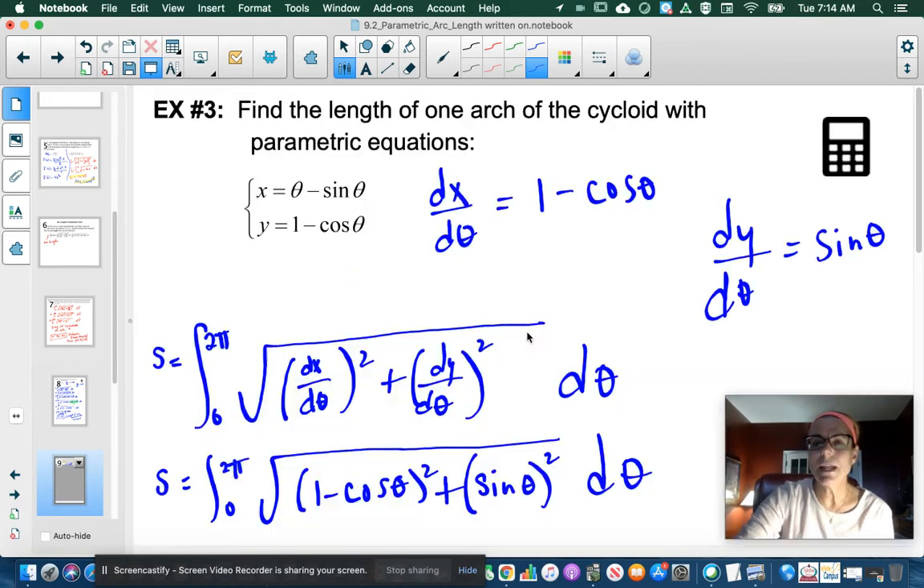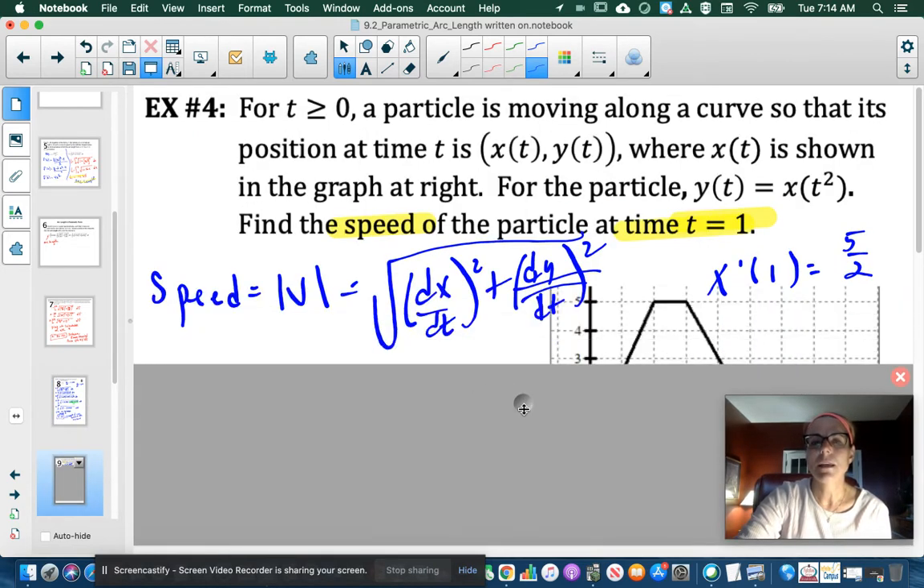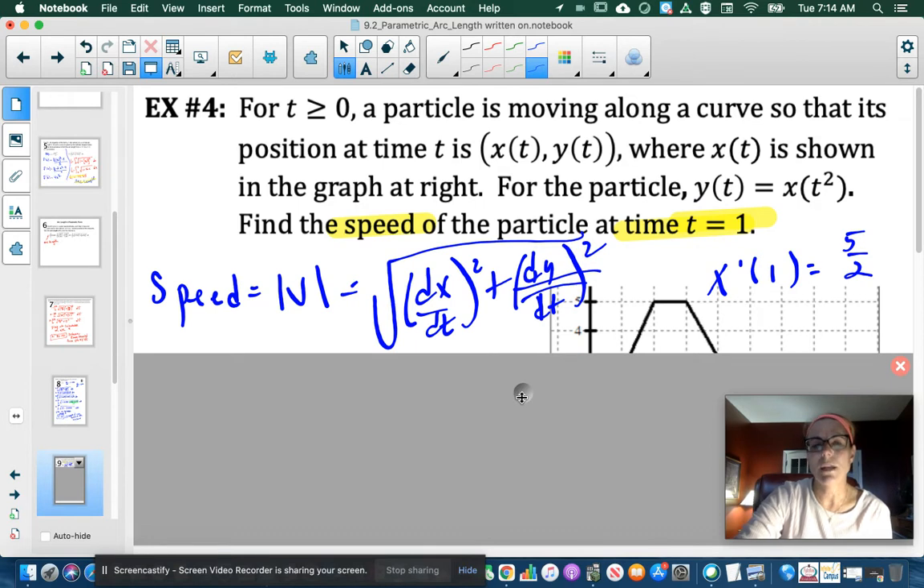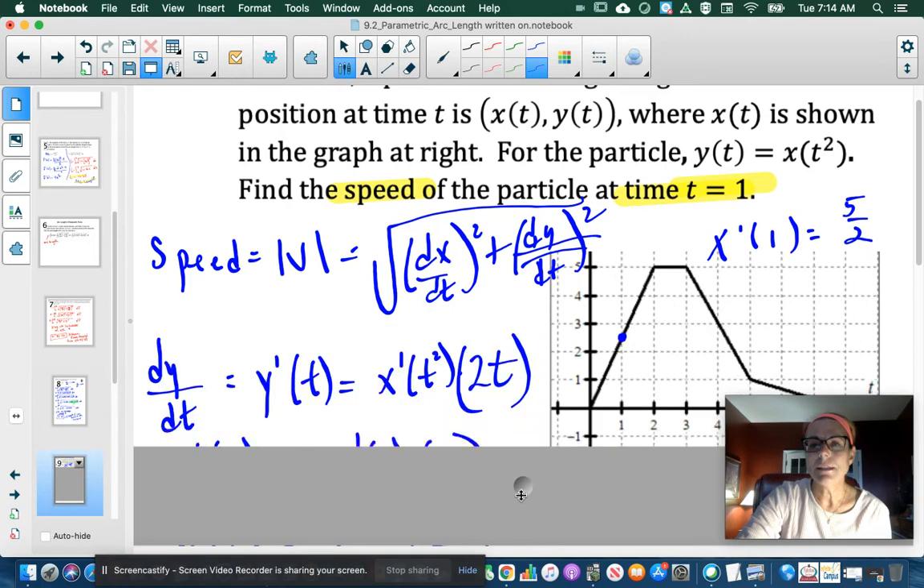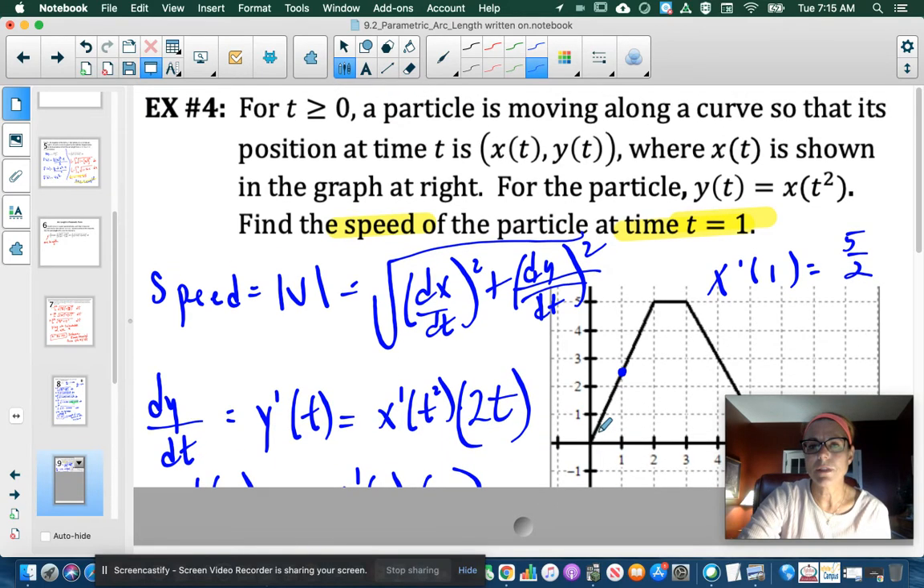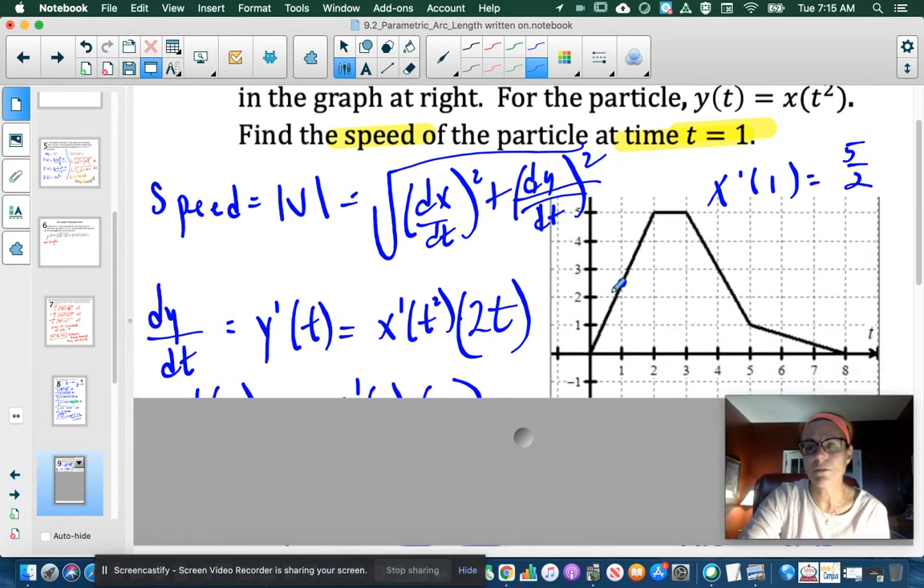So now it's not asking for the length of the arc or the arch or arc length. It's asking for speed. So we're not integrating. Speed is the absolute value of velocity, and this is the formula for velocity. So we know that, we look at this graph, it says x of t is shown in the graph. So this is the graph.